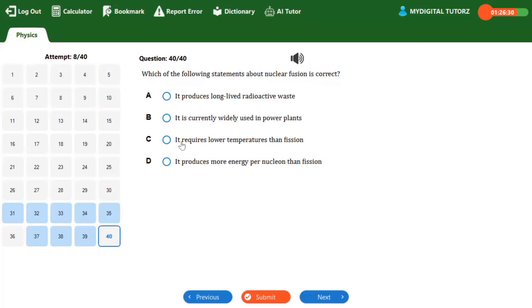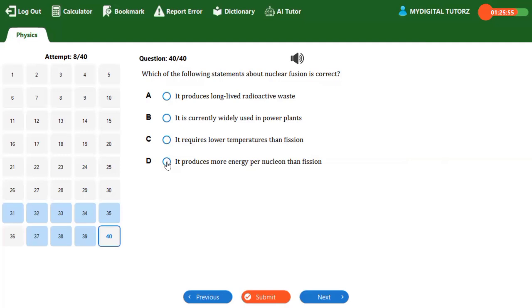And option C says it requires lower temperature than fission. No, it requires a very gigantic temperature to be in operation. And according to what I understand, that temperature can only be found in the core of the sun. So although there are things going on for it to be in commercial use, as of now, the most efficient one is nuclear fission for power generation.